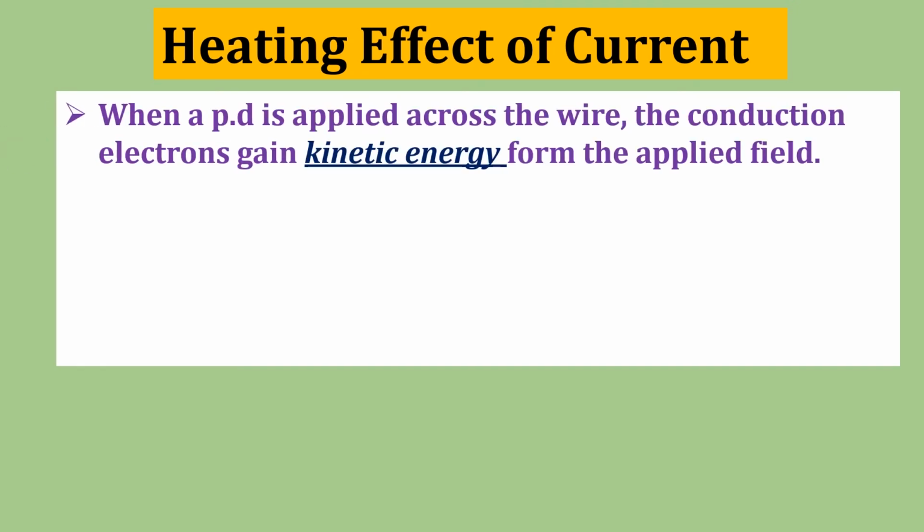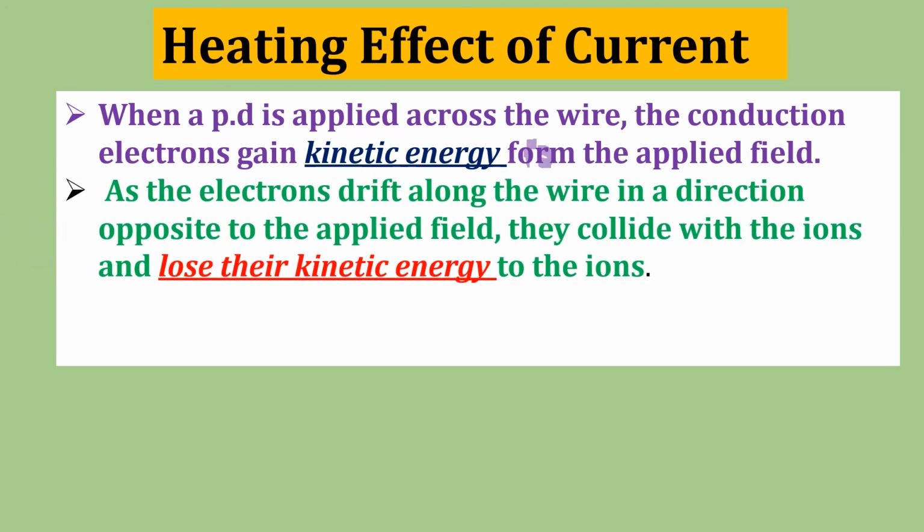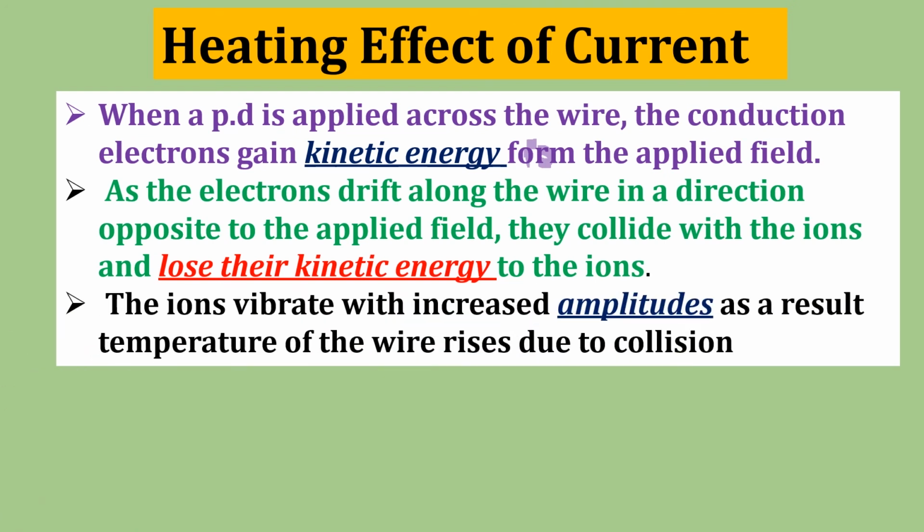When a PD is applied across the wire, the conduction electrons gain kinetic energy from the applied field. As the electrons drift along the wire in the direction opposite to the field, they collide with the ions and lose some of their kinetic energy to these ions. In return, the ions also vibrate with an increased amplitude, and as a result the temperature of the wire rises due to the collisions between the electrons and the ions.